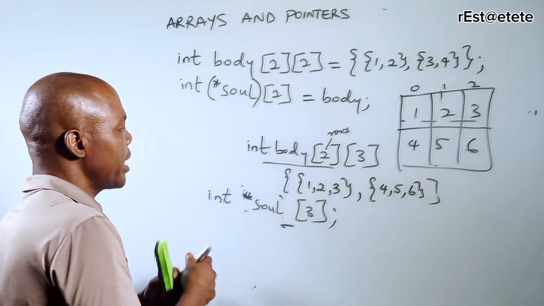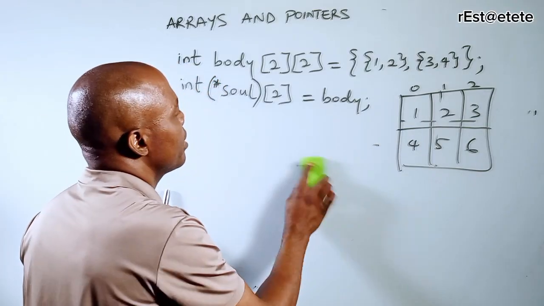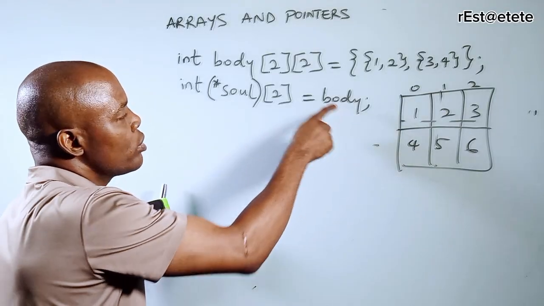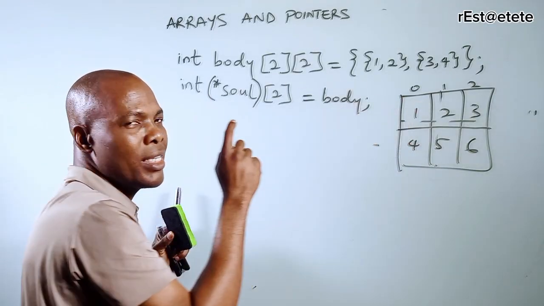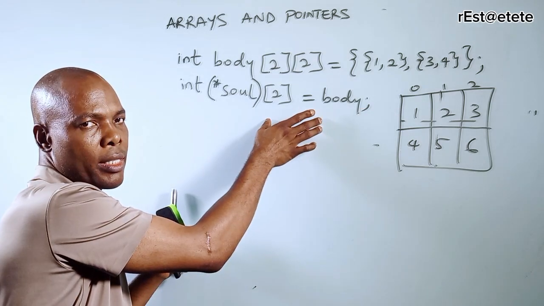So this is how you declare a pointer to point to an array of 2 integers. This is not pointing to the address of the first element. It is pointing to the first row. That is what this means.